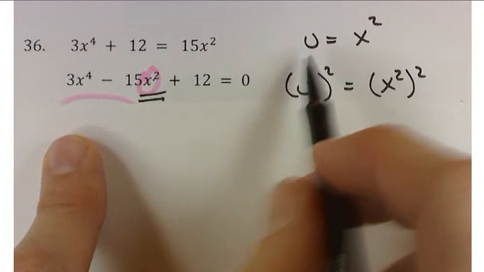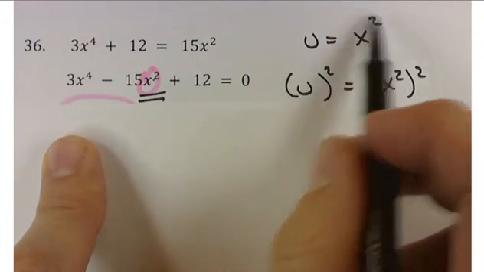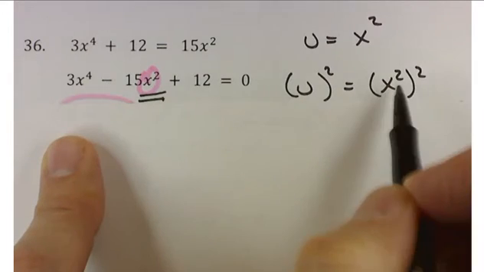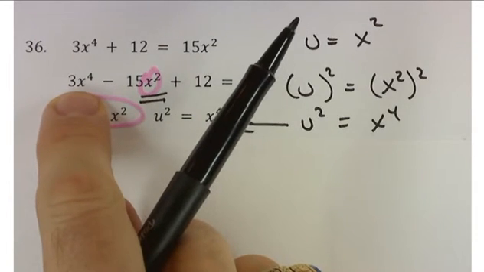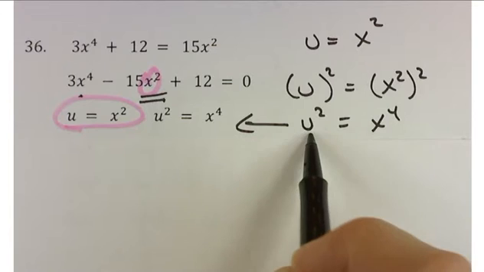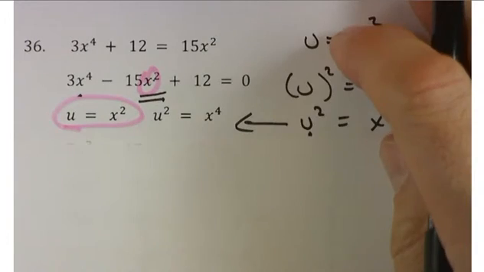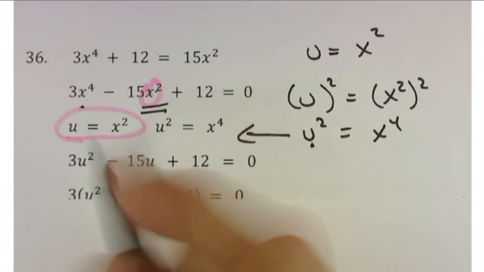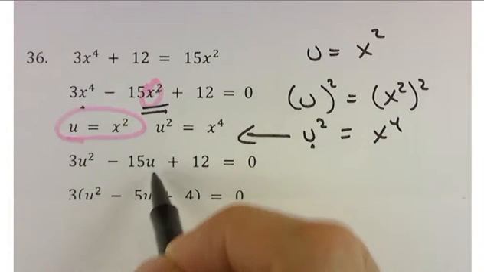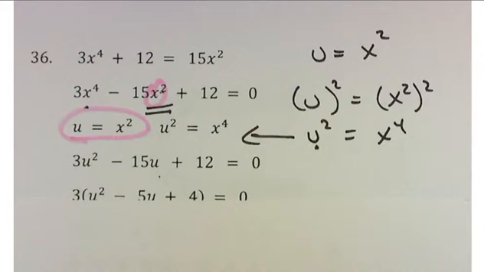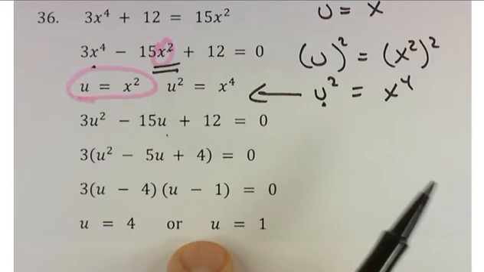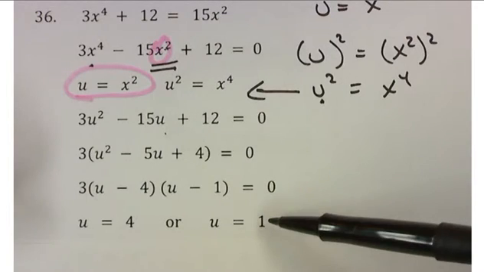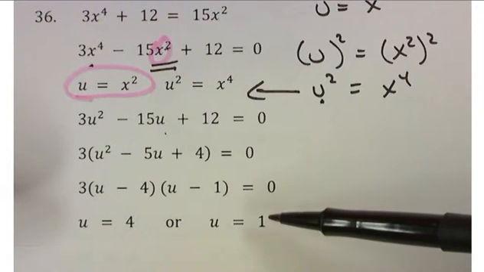Automatically, because this is quadratic in form, if I multiply this exponent by 2, as in I square both sides, then I get a term that I can replace this with. X to the fourth is u squared. So put together, this is u squared, and that's u. And then the rest, you factor and solve just like a regular quadratic equation. You just have one extra step when you're all done. You have to solve for x, not for u.